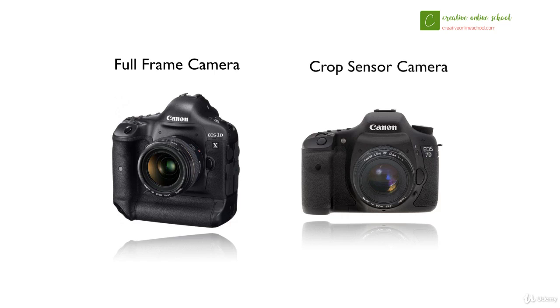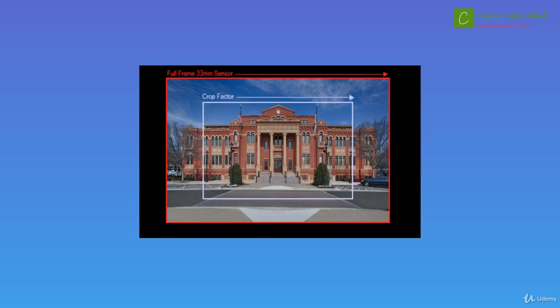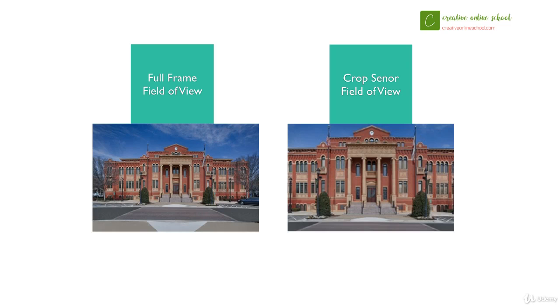A full-frame camera has a larger sensor than a crop camera and gives you a larger frame of view. The crop sensor camera gives you a crop of the full-frame camera, as you see here. So with the same photo taken at the same distance, with the same lens, your field of view is decreased with a crop sensor camera.